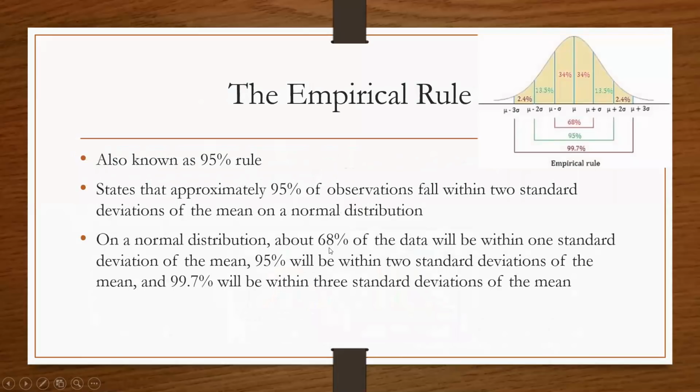All right, so the empirical rule, everyone's favorite. You've probably also heard it referred to as the 95% rule. It basically says that 95% of all observations are going to fall within 2 standard deviations of the mean on a normal distribution. Really fun, I know. So on a normal distribution, about 68% of the data is going to fall within 1 standard deviation, 95% will fall within 2 standard deviations, and 99.7% will fall within 3 standard deviations of the mean.